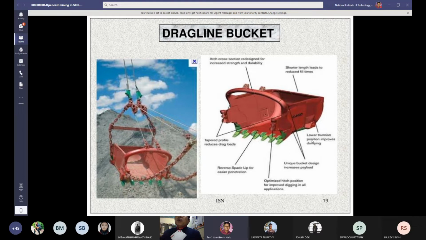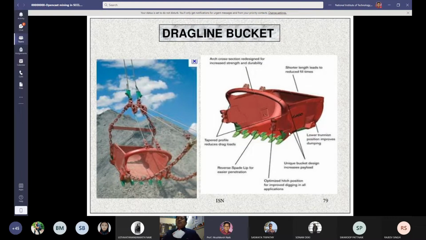And this lower trunnion position improves the dumping of the material, and the unique bucket design increases the payload of the bucket. And here, an optimized hitch position for improved digging in all applications. The material should be dug with the help of the bucket, and here there is a reverse spade lip for easier penetration, and a tapered profile that reduces drag loads.